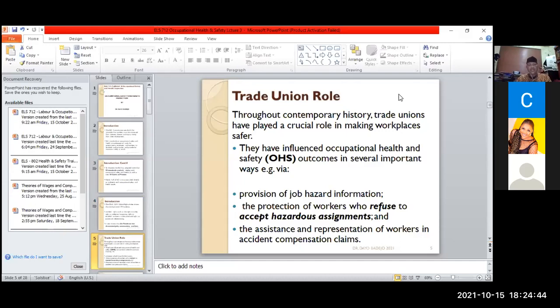But much more than that, trade unions have influenced occupational health and safety outcomes in several important ways. For example, they provide job hazard information. If you go to some manufacturing outfits, they say safety starts from the gate.